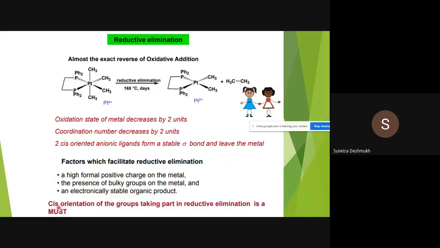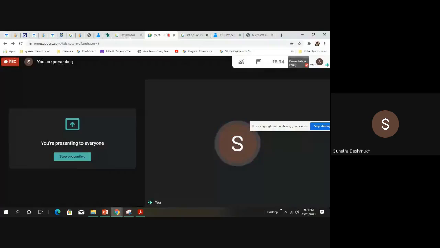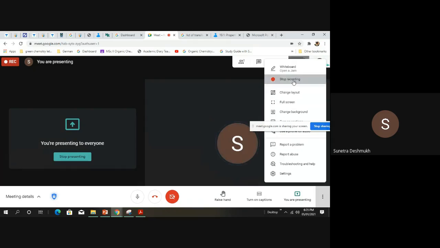Cis orientation. Okay, this is important. Cis orientation of the groups taking part in the reductive elimination is a must. That we will see, what is the cis orientation. Everything we will see in our coming lecture. There are a lot of things still we have to explain in the case of the oxidative addition and reductive elimination topic.